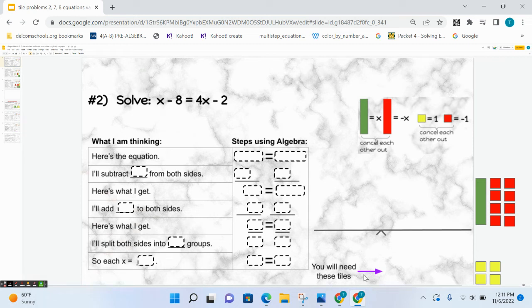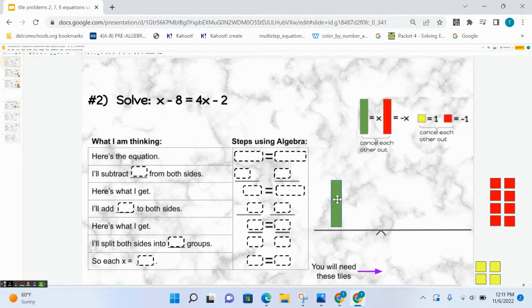Okay, number two, you are solving x minus 8 equals 4x minus 2, and you're using tiles. So I'm going to show you how I would do these with this slide. You want to build it.